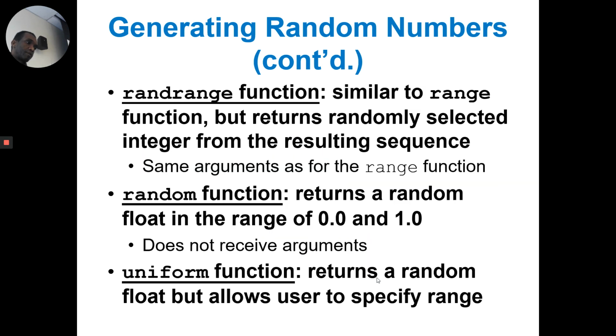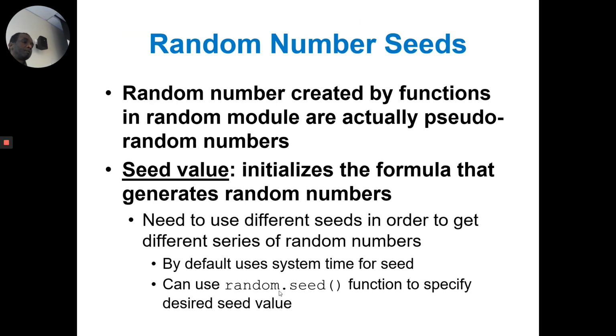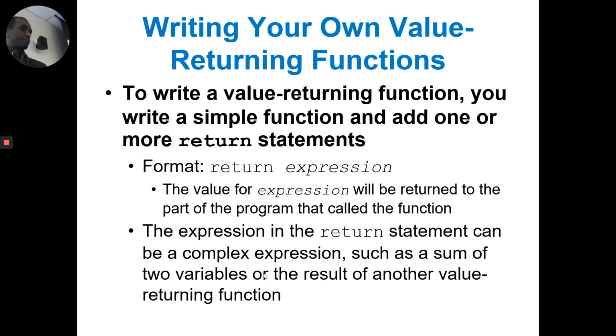So these are some of the built-in functions. You have randrange, a function similar to the range function, but it returns a randomly selected integer from the resulting sequence. The random function returns a random float in the range of 0.0 to 1.0 and doesn't receive arguments. You have the uniform function, which returns a random float but allows the user to specify a range. Again, these are all built-in functions that you can use when you need them. There are some more of these.